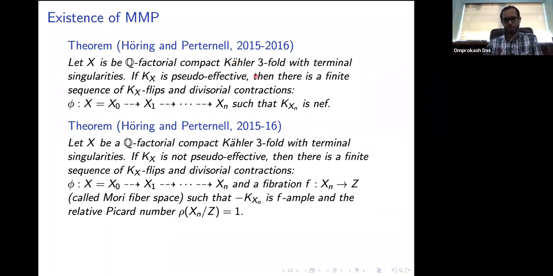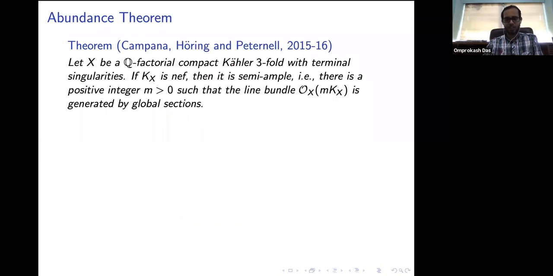So both of these two things were done in 2015 and 16. And then again in the same year, Campana, Peternell, and Höring, these three, also proved the abundance conjecture. That is, if you start with a Q-factorial, actually you do not need Q-factorial here, but a compact Kähler threefold with terminal singularity, and if K_X is nef, then it is in fact semi-ample.